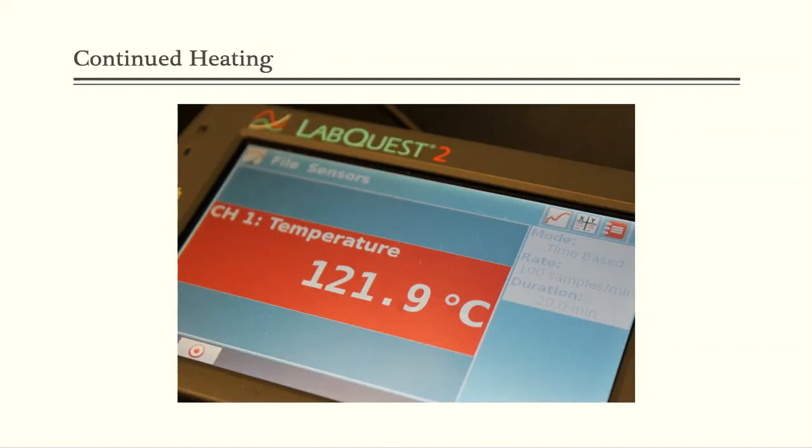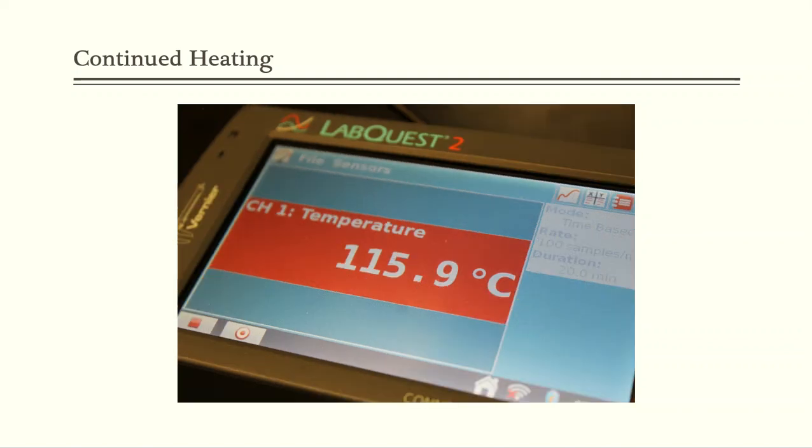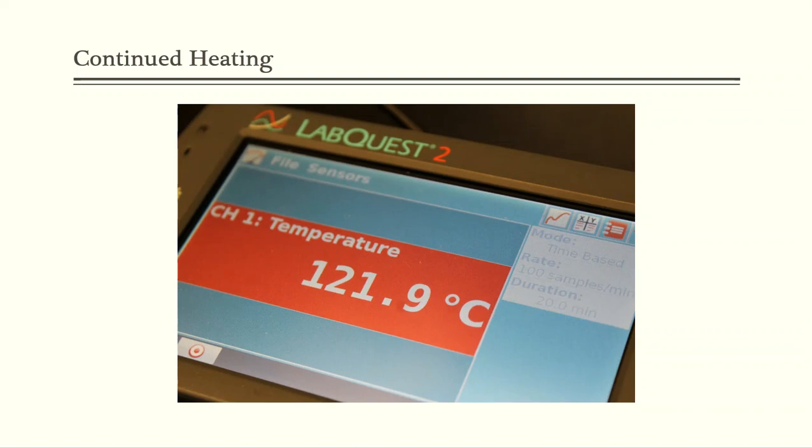I could record this as my melting point temperature if I want, because that truly is when everything melted in my capillary tubes. Or I can take 116 and 121, and I can do an average of those two numbers if that makes you happier.